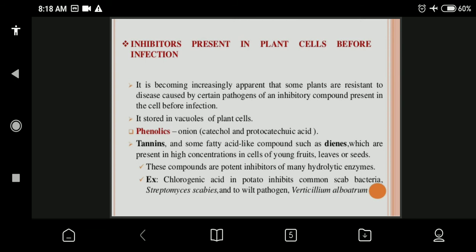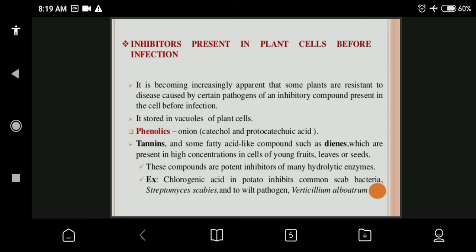It is becoming increasingly apparent that some plants are resistant to disease. How are they resistant? Why are they resistant? Diseases caused by certain pathogens do not occur because of an inhibitory compound present in the cell before infection. It is stored in vacuoles of the plant cells. Where can these inhibitors be stored? In the vacuoles. When they are already present inside these vacuoles, they defend plants from the pathogens.